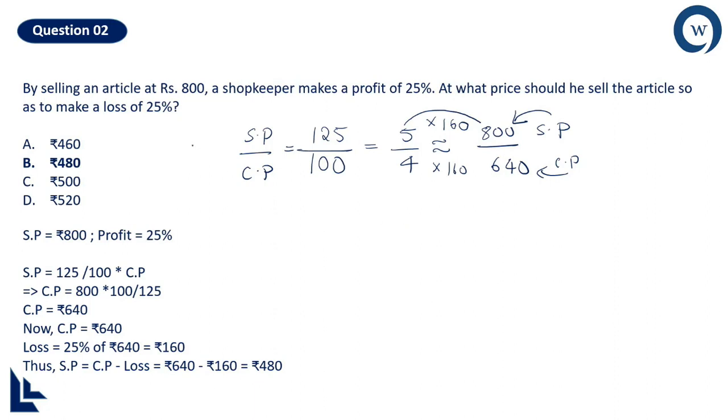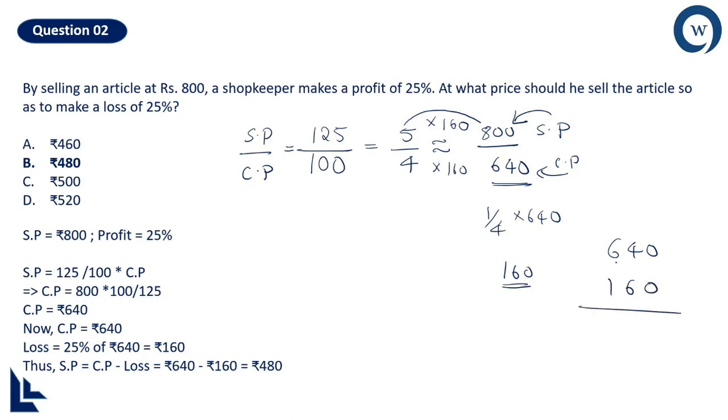And then they're asking you, if a 25% loss happened, then what should be the selling price? 25% of 640 you already know, which is 1 by 4th of 640, which is 160. Now if you subtract 160 from 640, what is the answer?